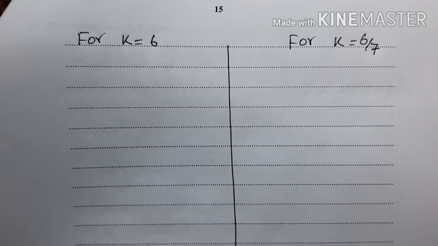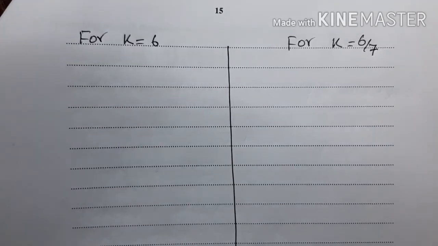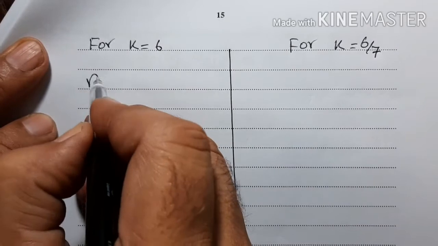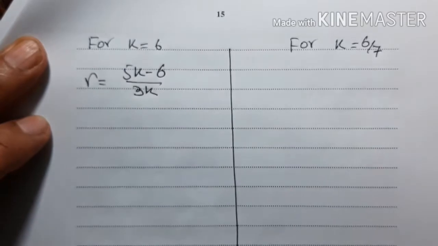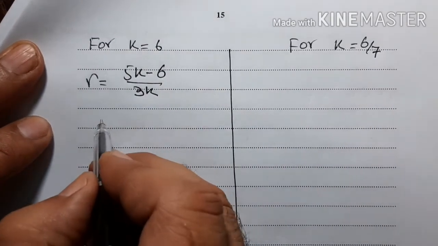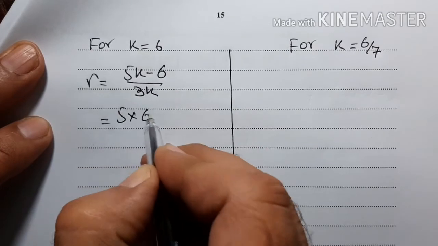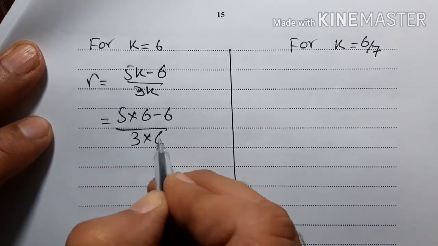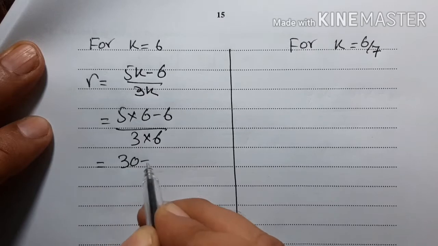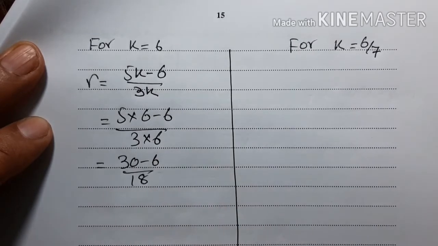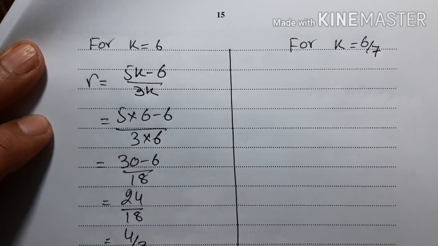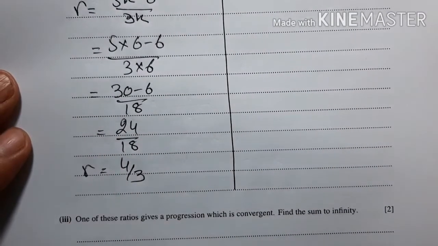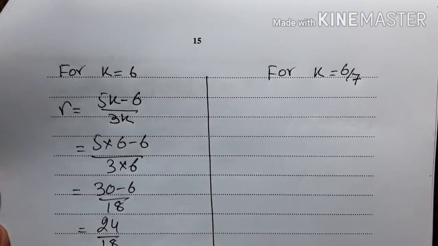So R is 5K minus 6 over 3K. Put the values, K is equal to 6. 5 into 6 minus 6 over 3 into 6. So this is 30 minus 6 over 18, or 24 over 18, or 4 by 3. This is the value of R with K is equal to 6.